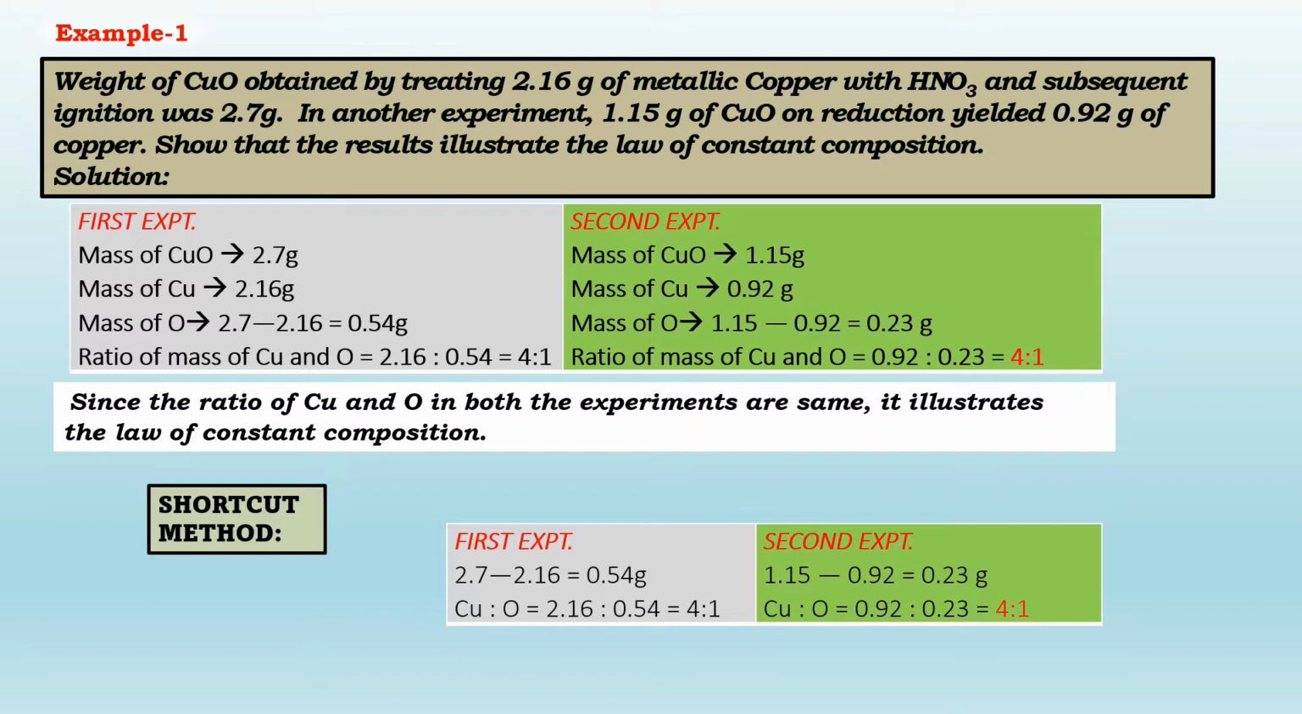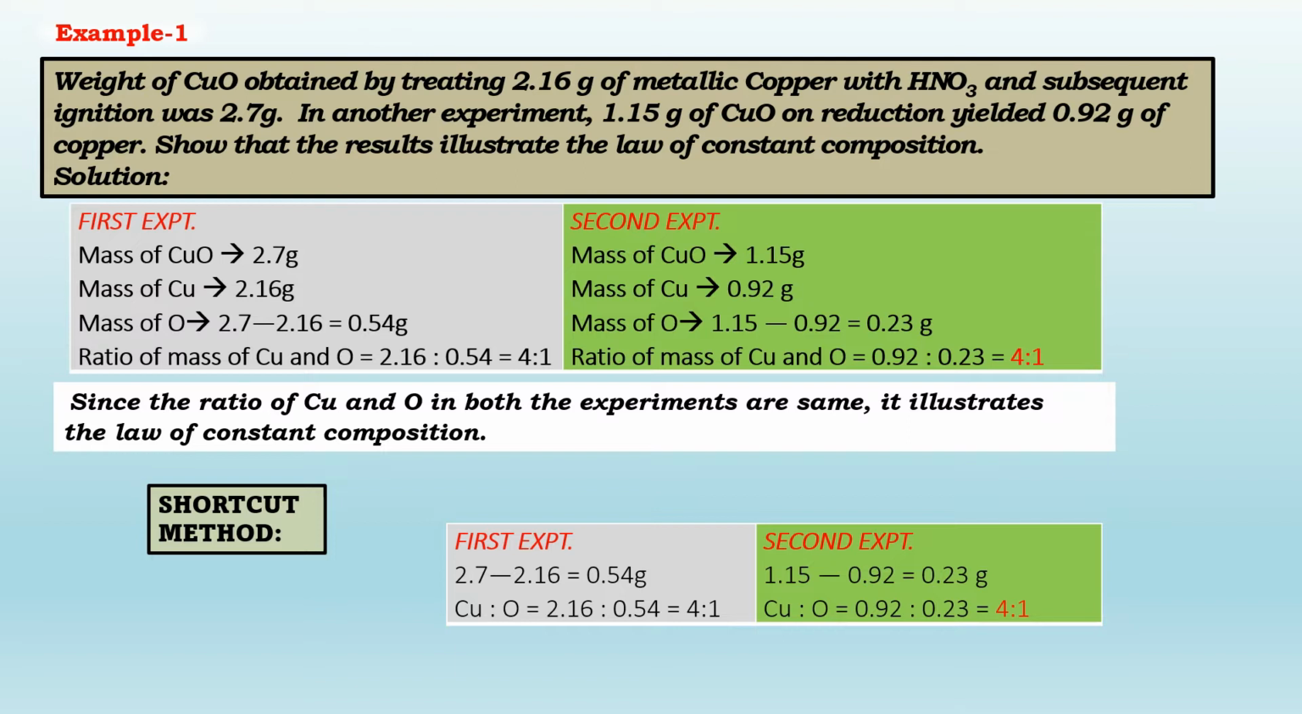In the second experiment, mass of CuO is equal to 1.15 gram. Mass of Cu is equal to 0.92 gram. So, mass of oxygen is equal to 1.15 minus 0.92 is equal to 0.23 gram. Ratio of mass of Cu and oxygen is equal to 0.92 is to 0.23, that is also equal to 4:1. Since the ratio of copper and oxygen in both the experiments are same, it illustrates the law of constant composition.